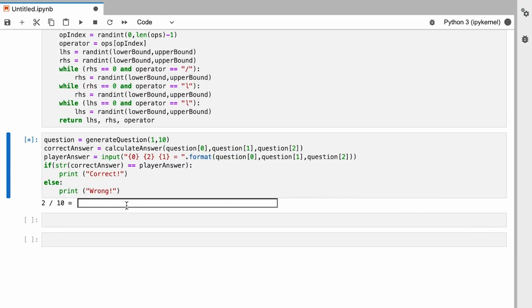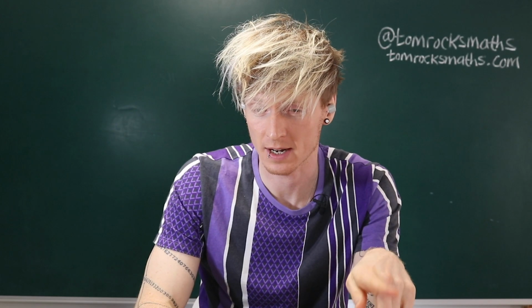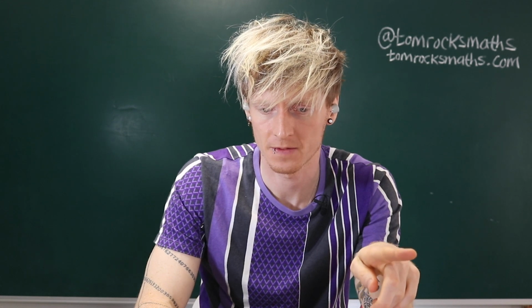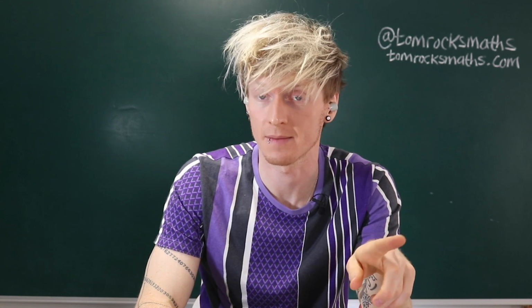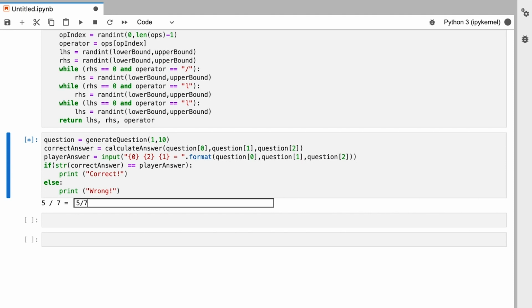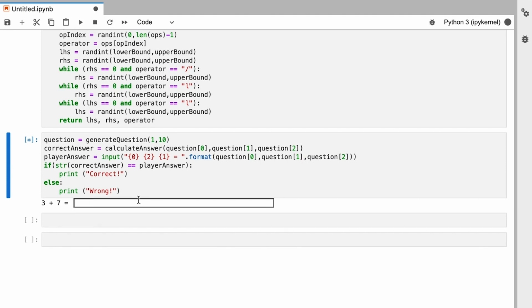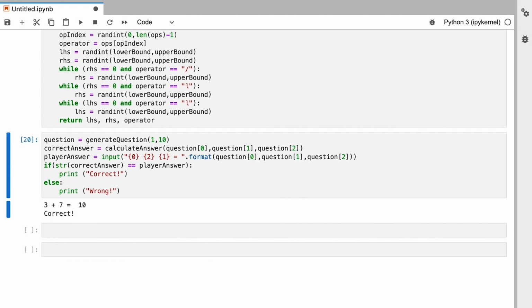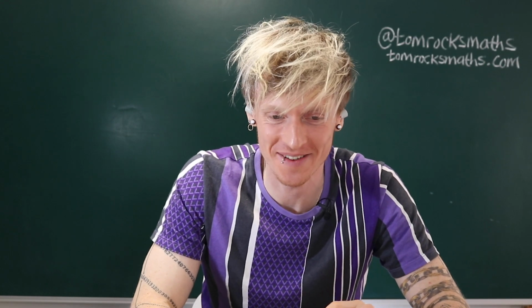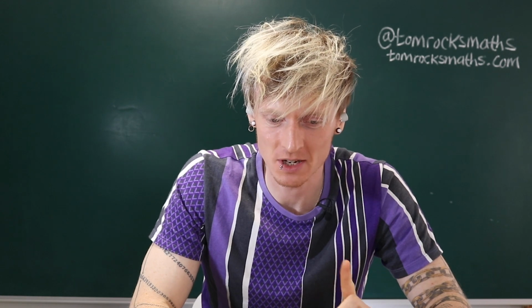2 divided by 10 then. So 2 divided by 10 is 1/5. So that's 0.2. And it does say that's correct. Interesting. 5 divided by 7. I am not even going to attempt to write that. I'm just going to write 5 divided by 7. It just says it's wrong. Okay, 3 plus 7 is 10. Correct. Okay, it's giving me something. Okay. Right, so something's going wrong with these divisions.